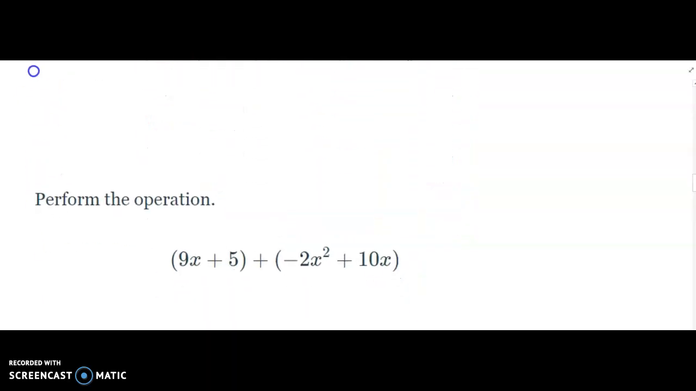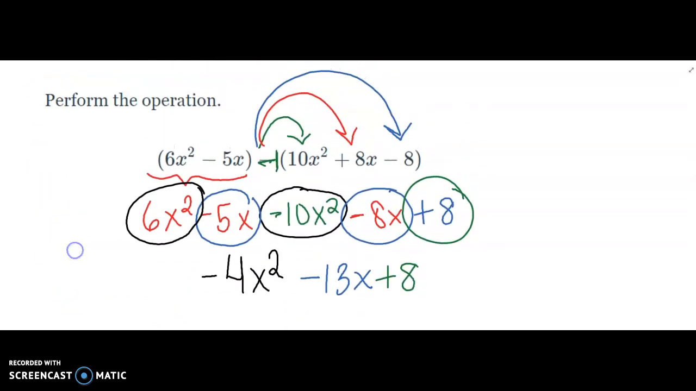And I think that was all the examples. Yep, that example is just like the other one. So hopefully you guys understand that.